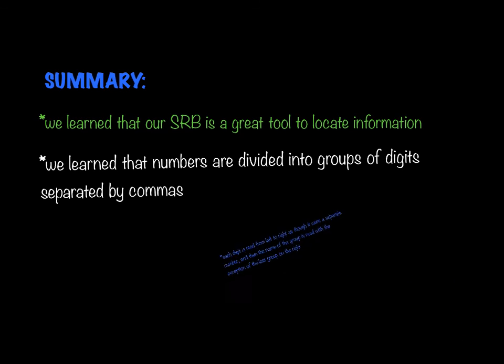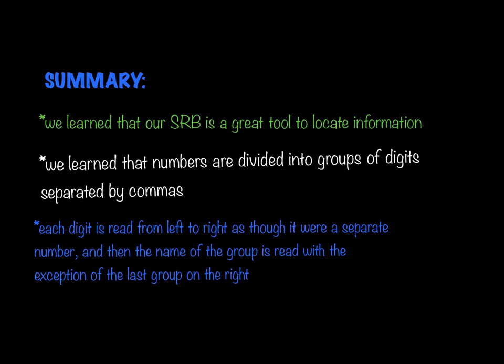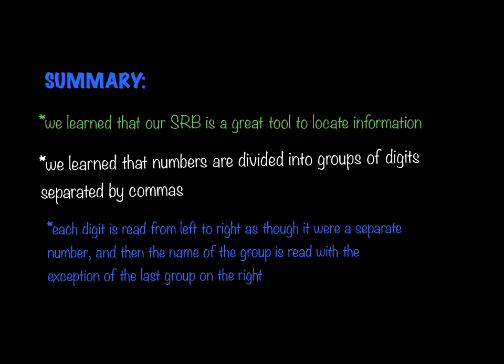And last but not least, we learned that each digit is read from left to right as though it were a separate number, and then the name of the group is read. Hopefully you noticed that as I was reading those numbers to you, with the exception of the last group on the right, because we don't end the number with 592 ones. We don't say that. We just say 592. Okay, so that's our summary, what we talked about in this lesson.